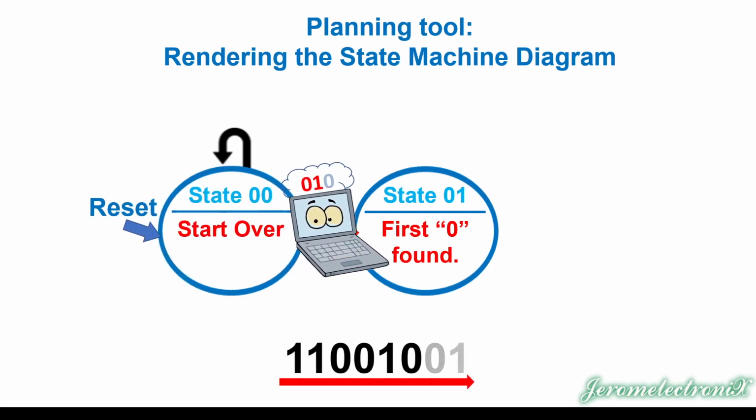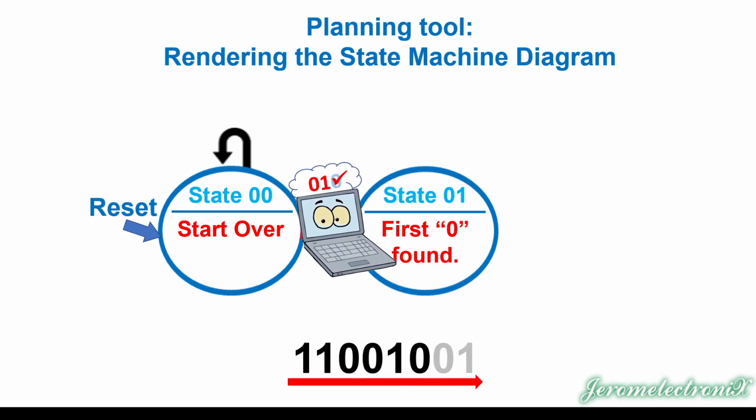All right, so the attention of the computer moves to this state because the first 0 in the sequence has been found. So that's why we're here. Next, we compare the next number in the stream. Is this a match? No, the next number we want is a 1 and this is a 0. So where should the attention of the computer go next?